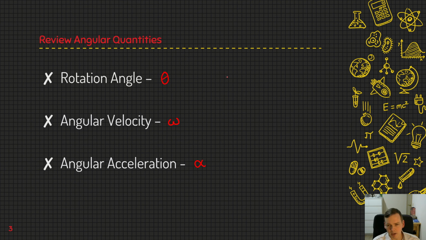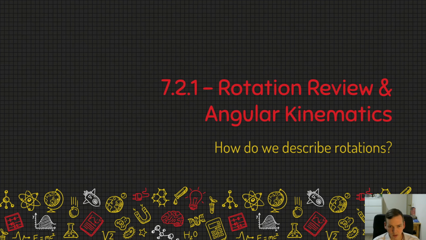And just as a reminder, v equals r omega, x equals r theta, and a equals r alpha, if you wanted to convert between angular and linear quantities.